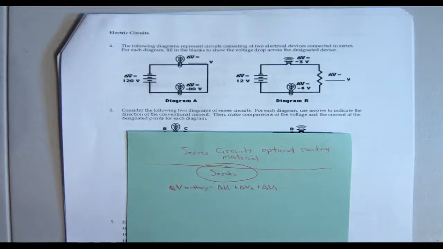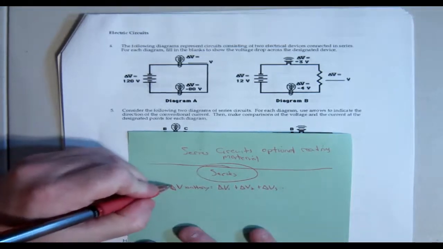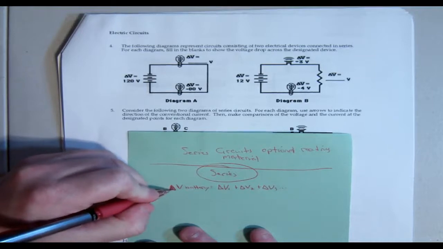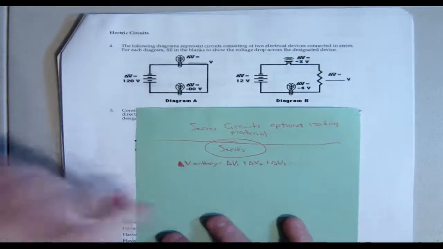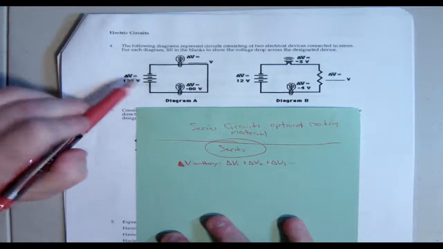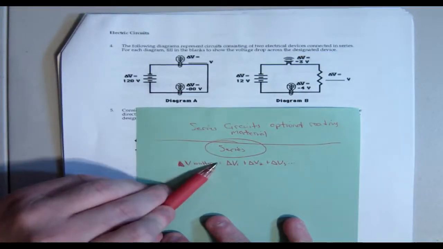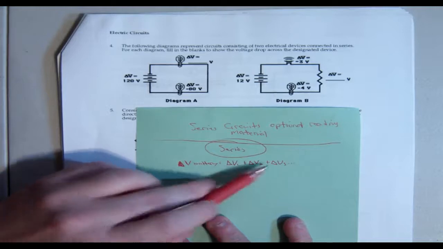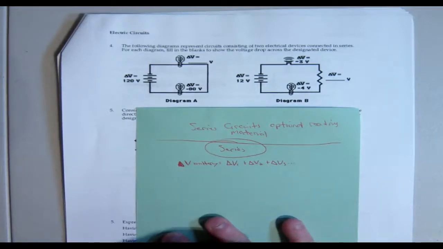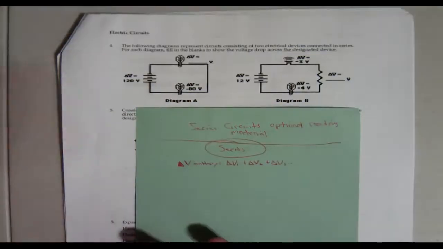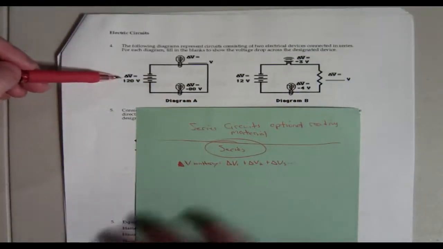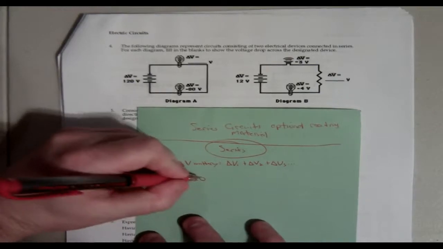So, number 4, the following diagram represents circuits consisting of 2 electrical devices connected in series. What we're going to do is fill in the blanks to show the voltage drop. So in a series, this is important to know. This is change, our triangle, right? The change in voltage of the battery equals the change in voltage of each point where voltage drops or is used, like power is used more or less, right? So when we look at this one, our battery says 120. The 120 is our battery, and this is our series.